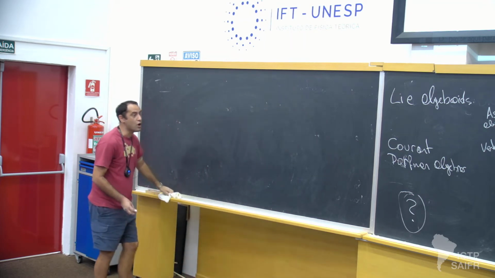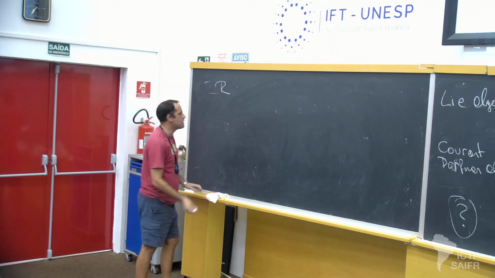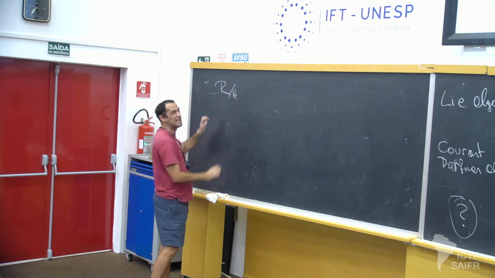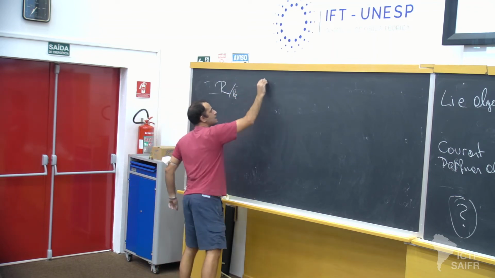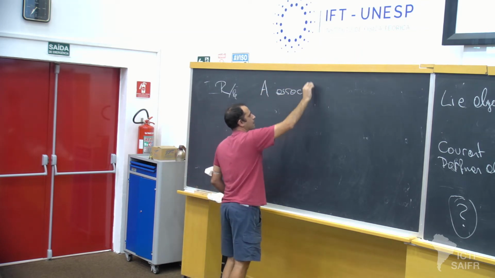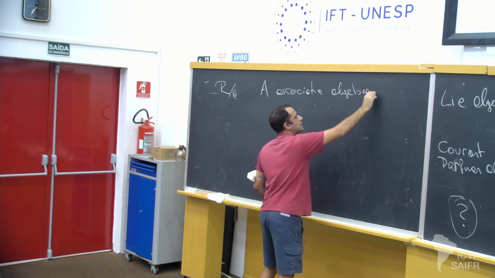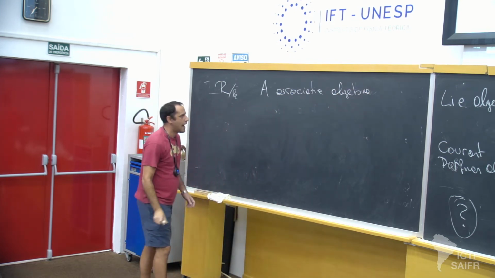So everything is going to be non-commutative now. So I'm going to have a base algebra R, might be non-commutative. This is over a field K, so everything is relative to R. A is going to be just an associative algebra. So it doesn't need to be commutative.